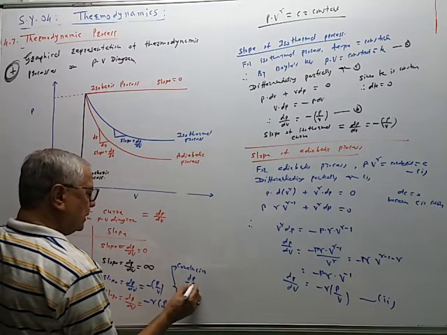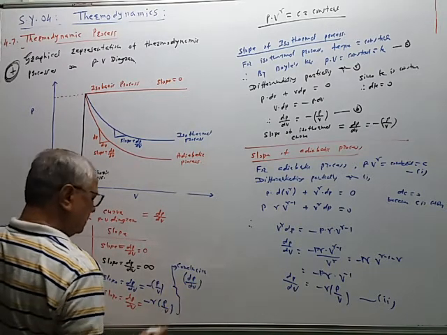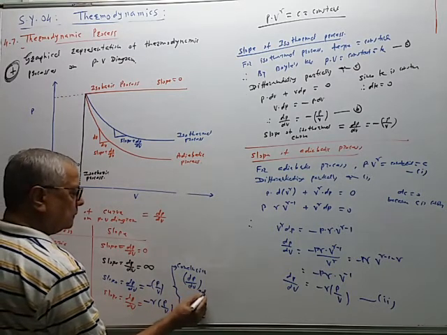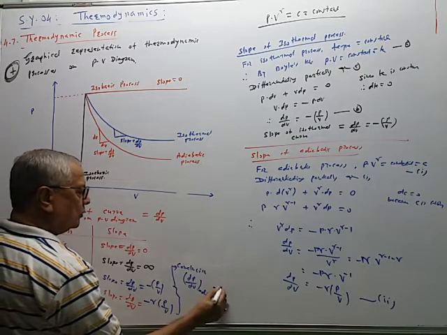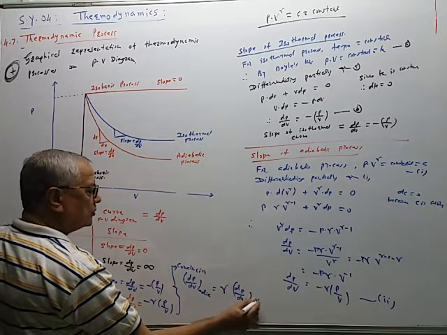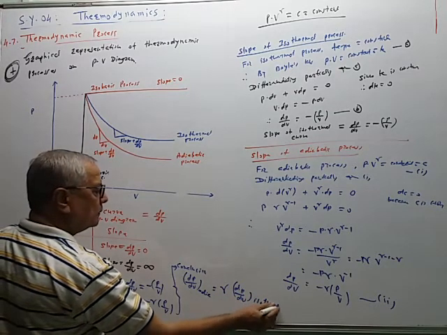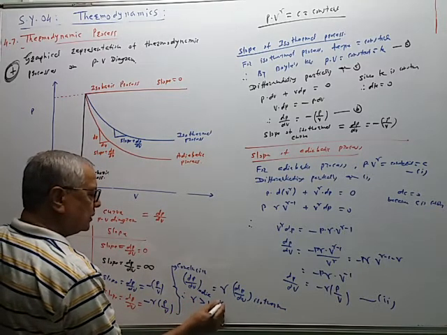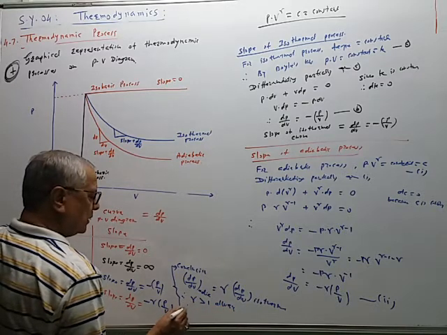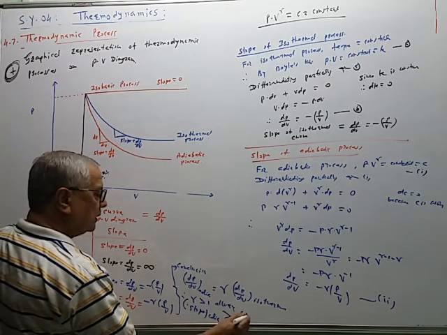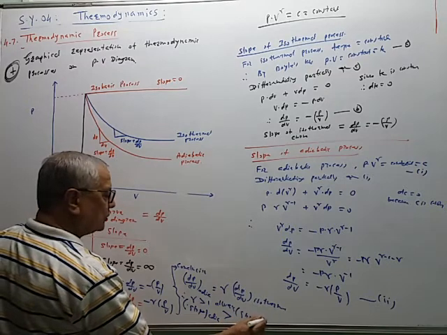dP by dV for adiabatic process is equal to gamma times dP by dV for isothermal process. Gamma is greater than 1 always. Therefore, the slope of adiabatic is greater than the slope of isothermal.